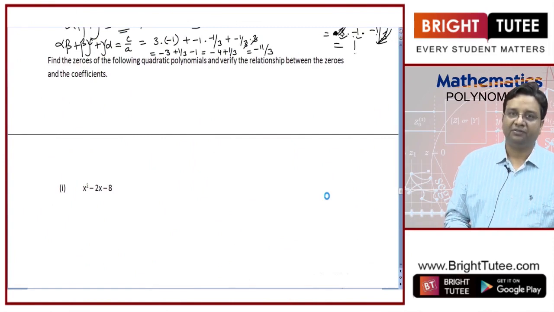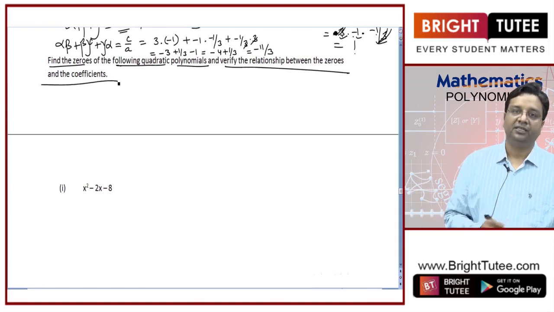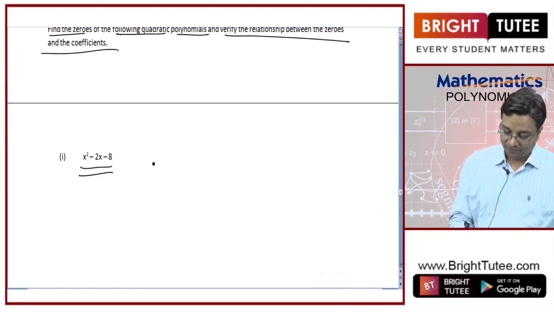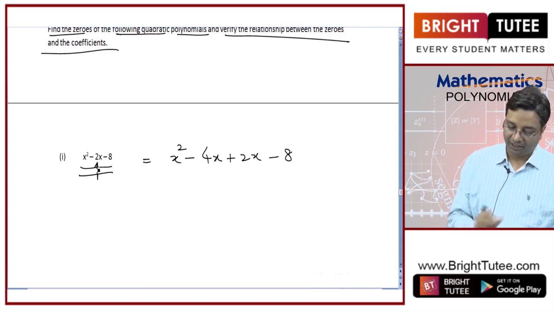Now these questions are very simple for you. Find the zeros of the following quadratic polynomials and verify the relationship between zeros and coefficients. These are very simple questions for you. So I'll just give you a hint and then leave it to you. It can be factorized as, right, by splitting this middle term.